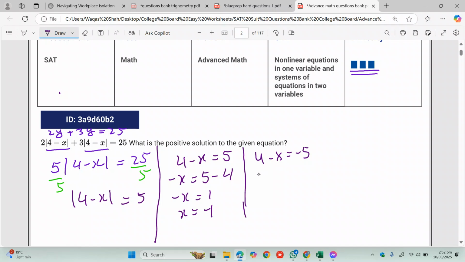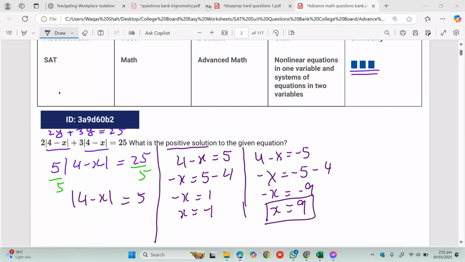And over here it will be negative x is equal to negative 5 minus 4, or negative x is equal to negative 9, or x is equal to 9. But they are asking for the positive solution, right? So the positive solution is x is equal to 9, so this is our answer.